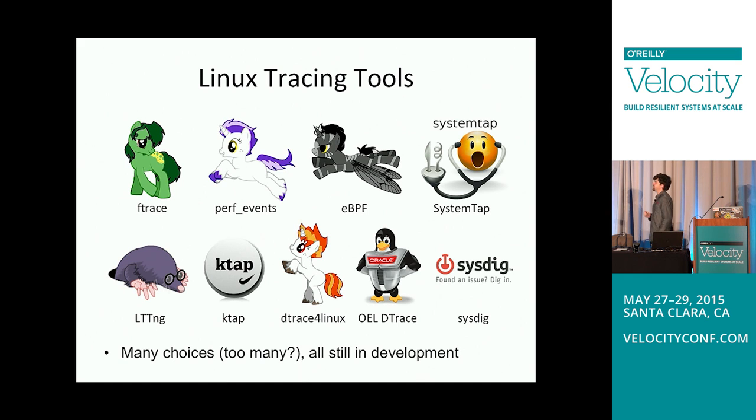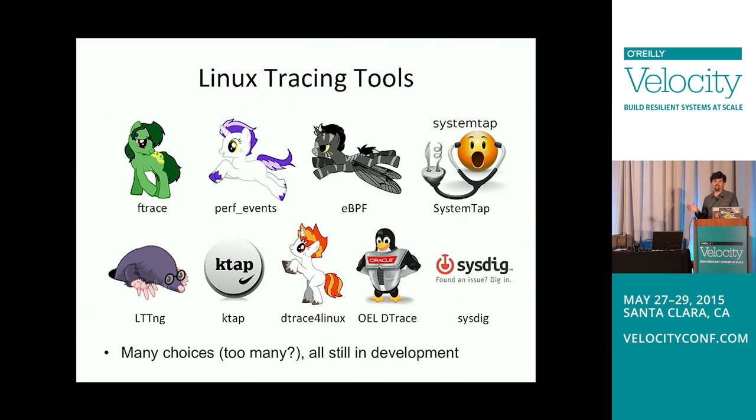It gets complicated because there are lots of Linux tracing tools. At the moment, I've got 9 of the different Linux tracers. There's Ftrace, perf events and eBPF built in, and then there are add-ons like SystemTap, LTTng, and so on. It's complicated. Many of these are still in development.